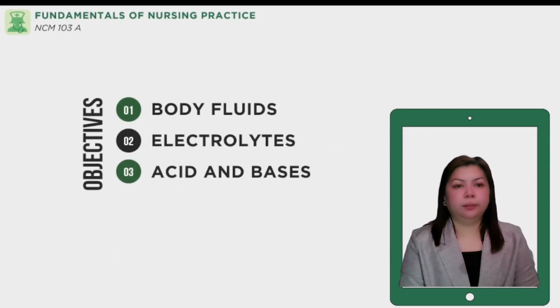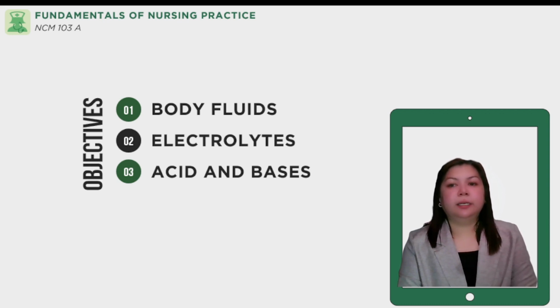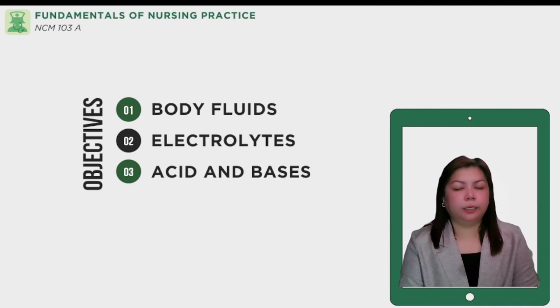Okay, so for our objectives for today, number one is to discuss the function, distribution, composition, movement, and regulation of body fluids and electrolytes, okay? Including also to discuss the regulation of acid-base balance in the body, including the roles of buffers, the lungs and the kidneys, and of course, identify factors affecting normal body fluids, electrolytes, and acid-base balances.